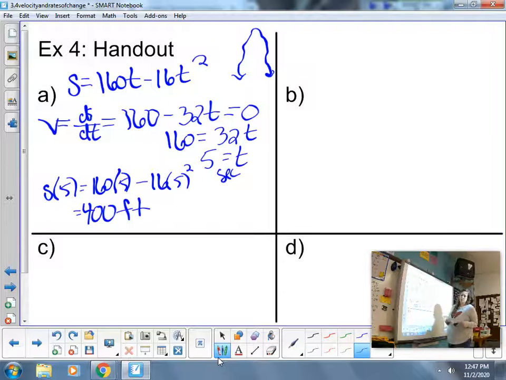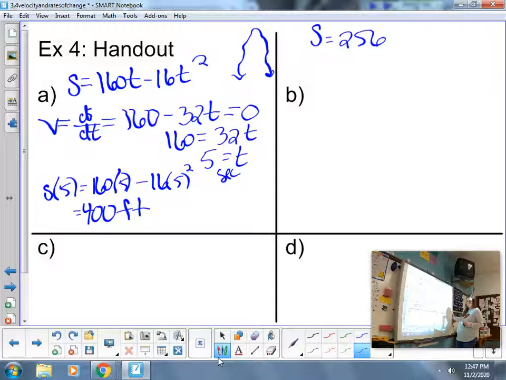That is 400 feet. So 400 feet is how high the rock goes. Now we're at part B. What is the velocity and speed of the rock when it is 256 feet above the ground on the way up and on the way down? So I want to know what my velocity and speed are going to be when my s is 256.